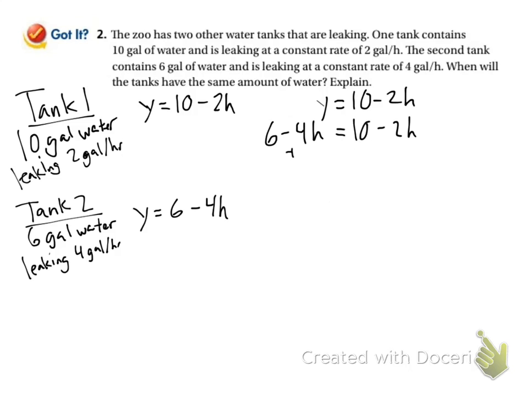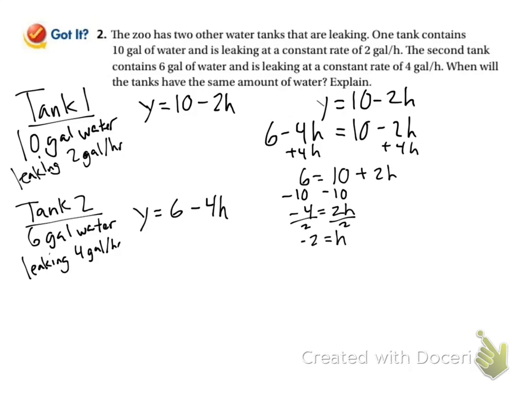So, I'm going to add 4H to both sides. We get that 6 is equal to 10 plus 2H. And when I subtract 10, I get that negative 4 is equal to 2H. I divide by 2 on both sides, and I get that H is equal to negative 2. So, after negative 2 hours, they both have the same amount of water.